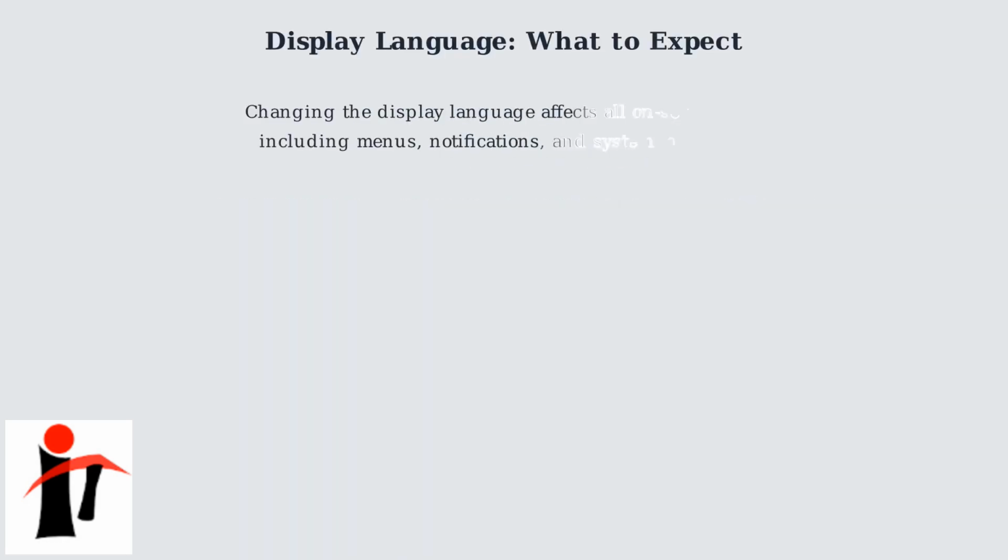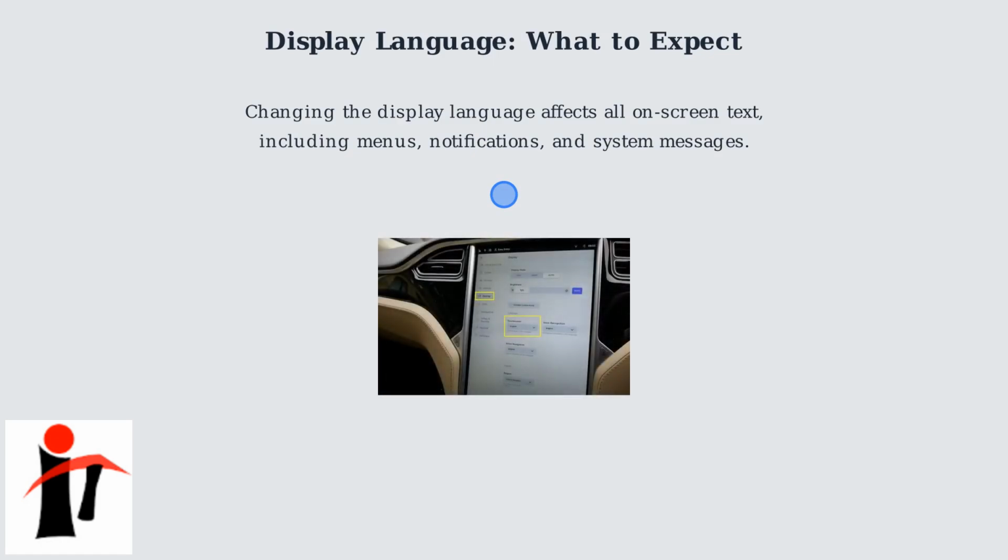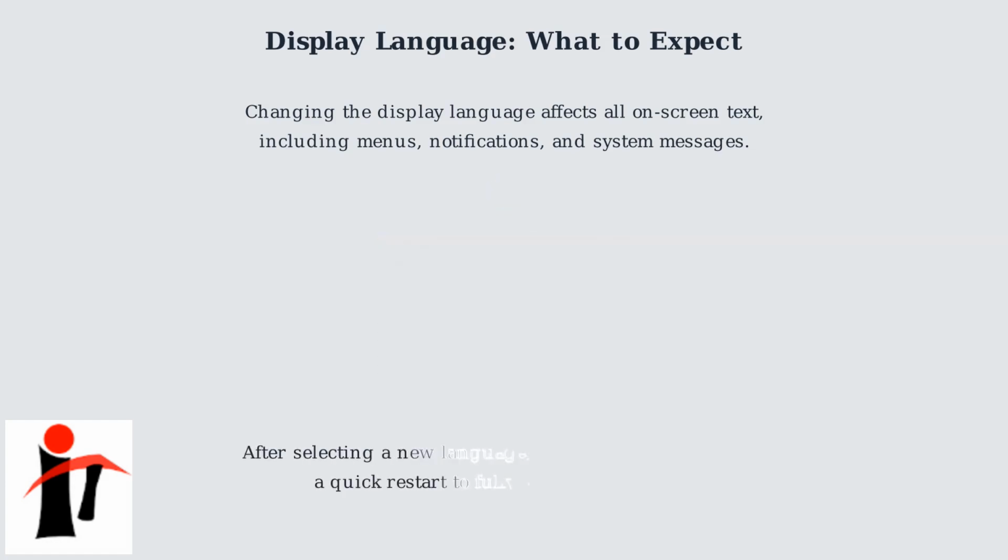Changing the display language affects all on-screen text, including menus, notifications, and system messages. After selecting a new language, your Tesla might require a quick restart to fully apply the changes. Once restarted, the entire user interface will be displayed in your chosen language. This ensures a consistent and user-friendly experience.